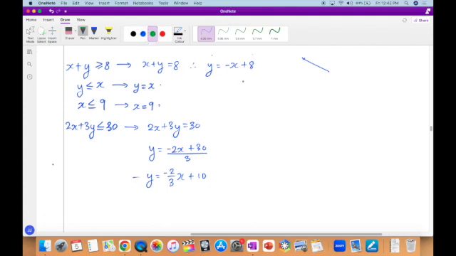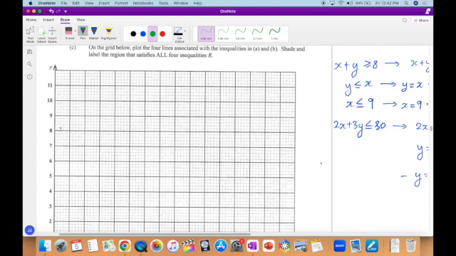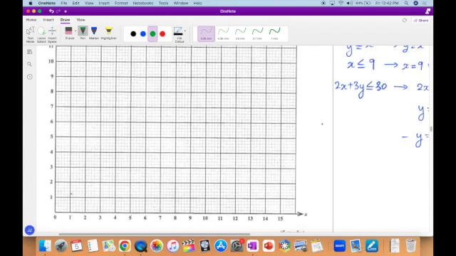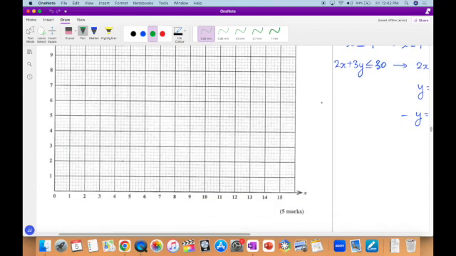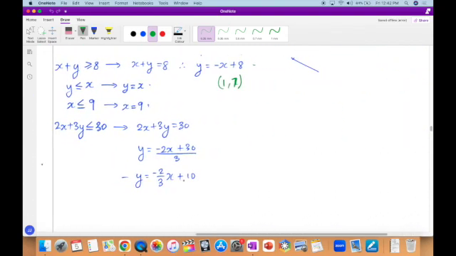So we could just work this out in our head that when x is 1, y is going to be minus 1 plus 8, which is 7. And let's see what our grid looks like though. So when x is 1, y is 7. And we could go with when x is 8, y is going to be 0. Minus 8 plus 8 is 0. So we have 2 points for this one.